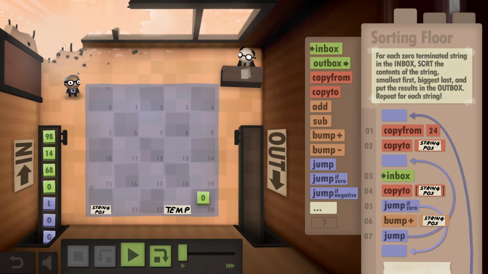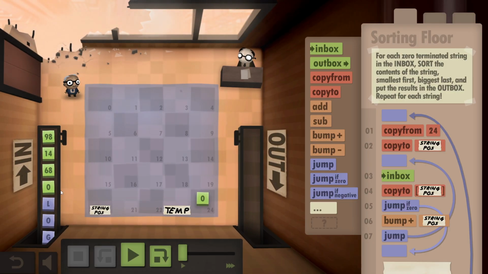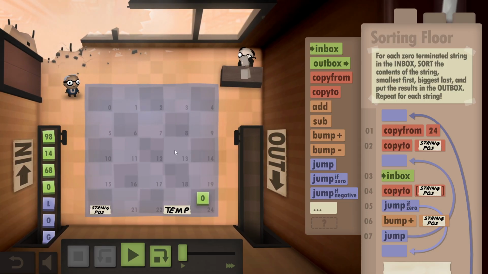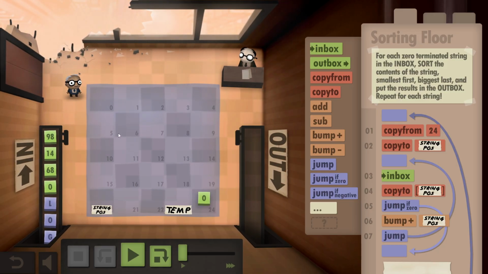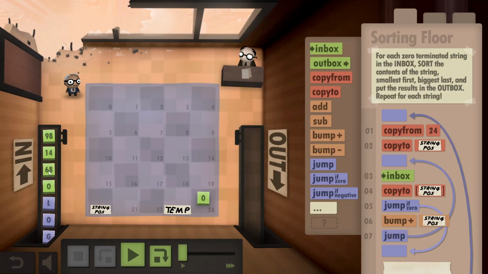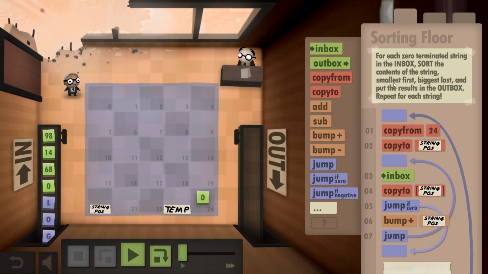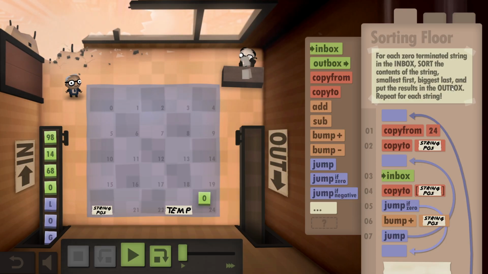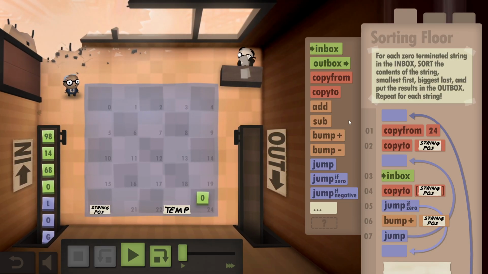For each zero terminated string in inbox, 1, 2, 3, 0, 1, 2, who knows how many 0, right? It doesn't matter. Because value of letters is in which order they are in alphabet, right? Which I don't know on top of my head, because not my language. Anyway, sort the contents. We need to sort it based on the smallest first, right? So smallest first, biggest last. Do you need to write this? Both? And put the results in outbox, repeat for each string.